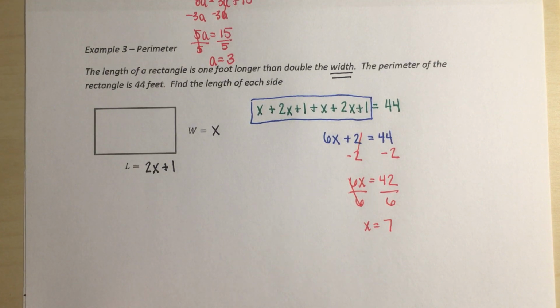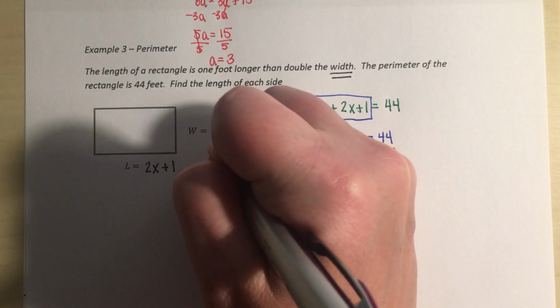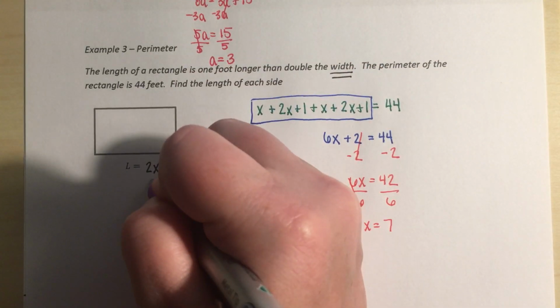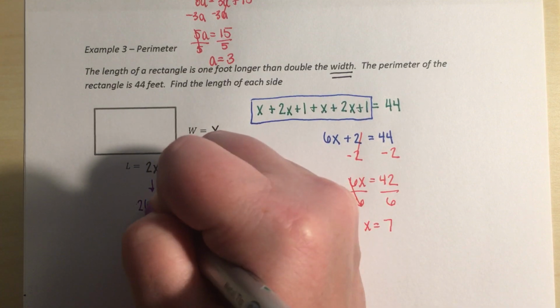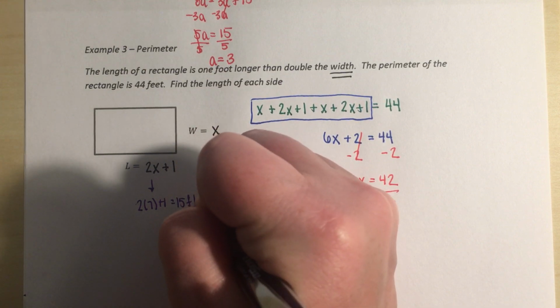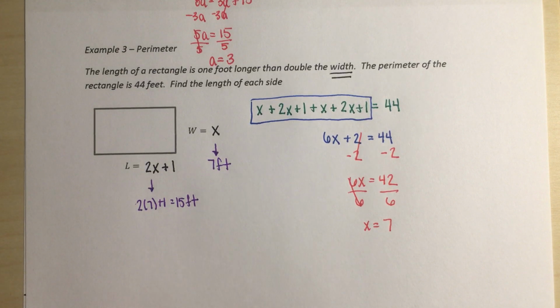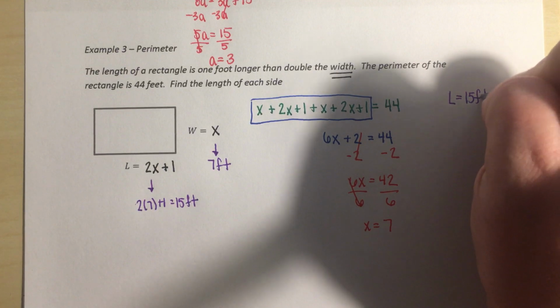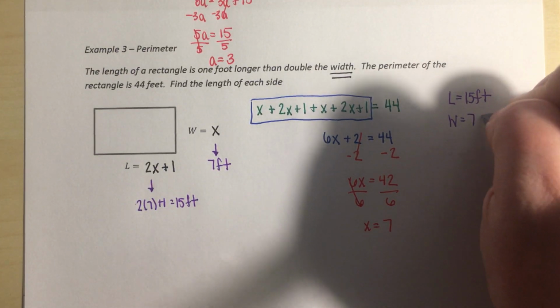Then we're going to finish this off by answering our original question. Our width is just x, so that's going to be 7 feet. Our length is 2x plus 1. 2 times 7 plus 1, well, 2 times 7 is 14, plus 1 is 15. So then we're going to have 7 feet and 15 feet. Again, if we were to add all of these up, we would get a total perimeter of 44 feet. So we're going to say that our length is 15 feet in this question, and our width is 7 feet.